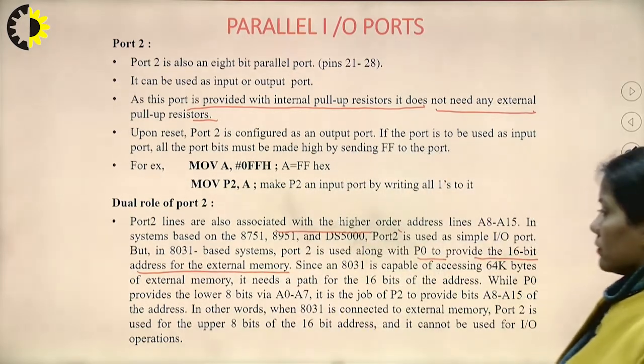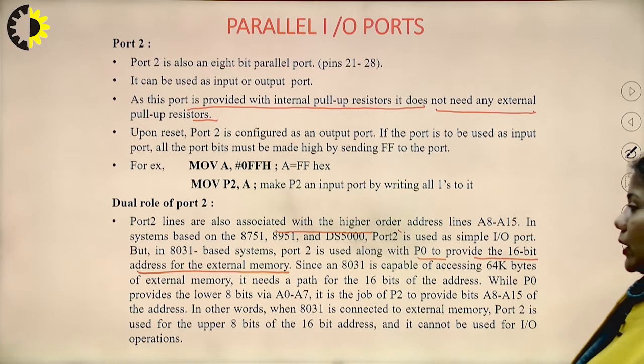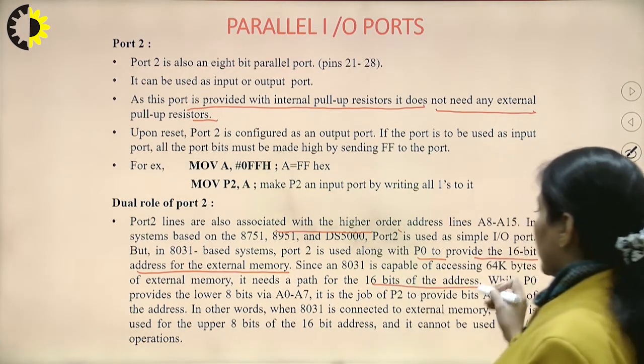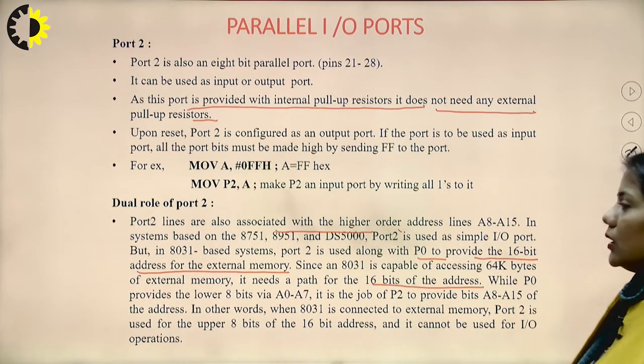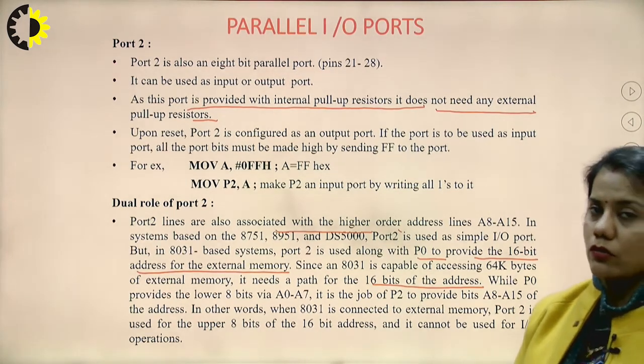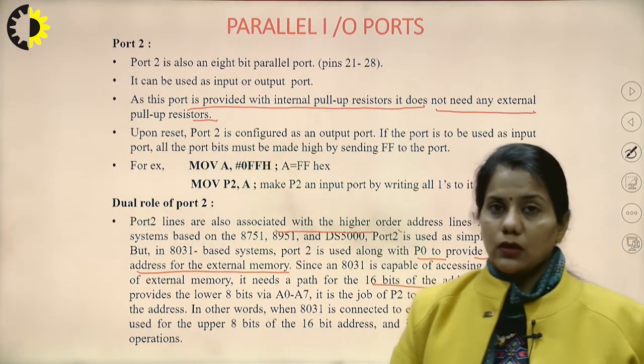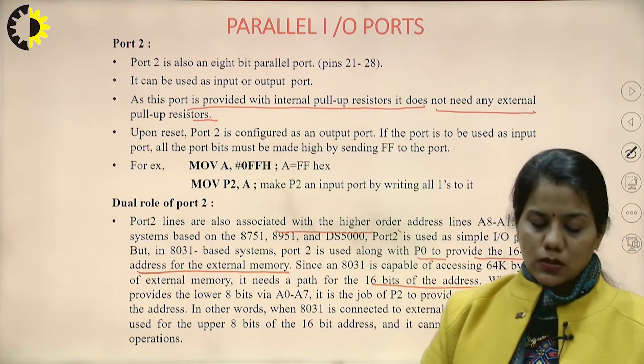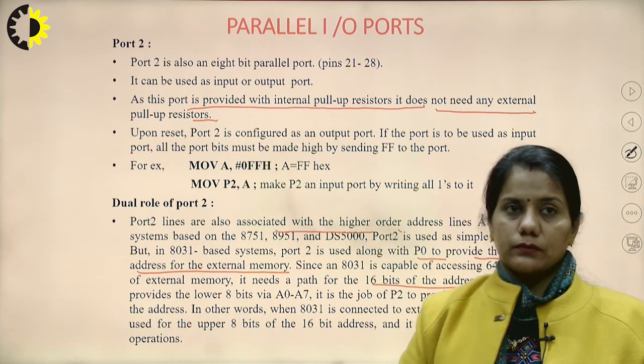Since an 8031 is capable of accessing 64 bytes of external memory, it needs a path for the 16 bits of the address. So while P0 provides the lower 8 bits of address, P2 provides the higher order address bus. So this is the dual purpose port.